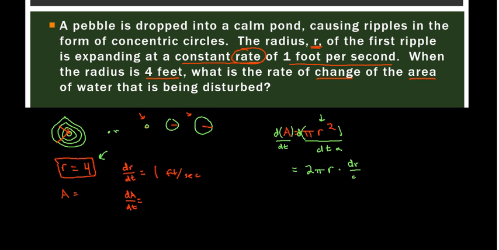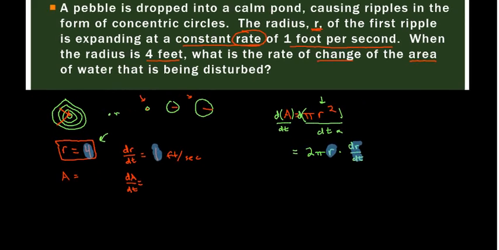So when I look at that equation, I see that the change in the area is related to both how big the circle is and how fast the circle is getting bigger. It's related to both of those. That's why in the word problem they had to tell you the radius equals 4 and the change in the radius is 1 foot every second. Now that we have the derivative, now we can plug in some numbers.